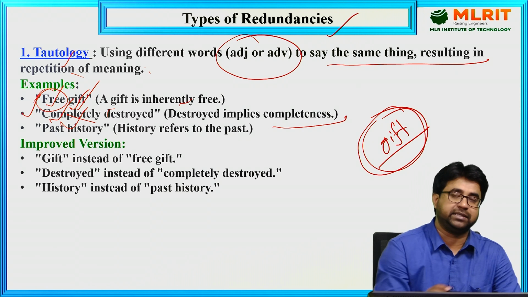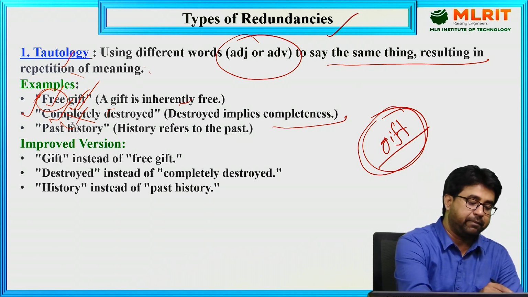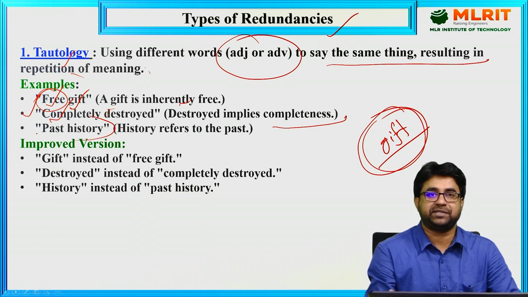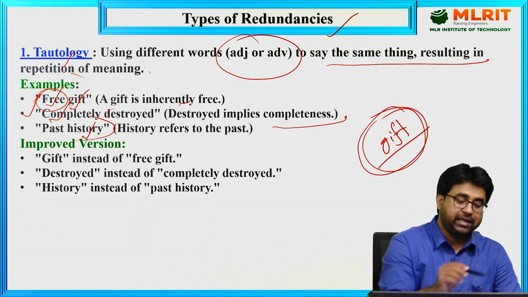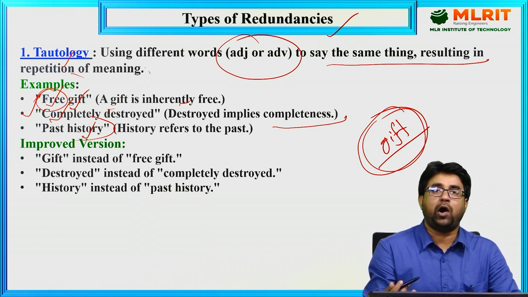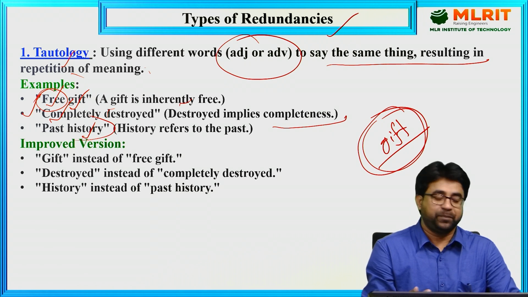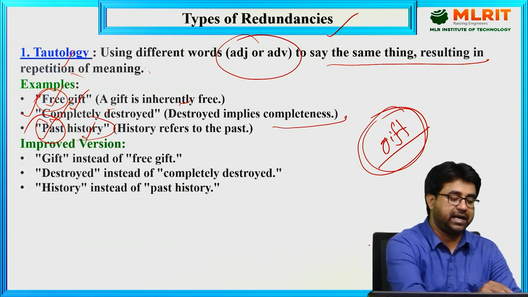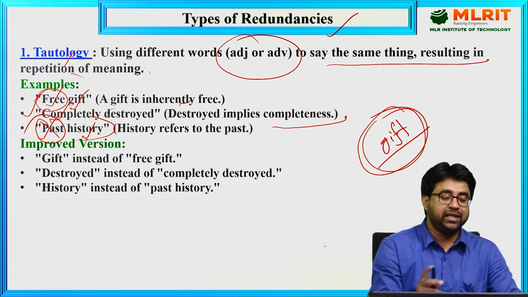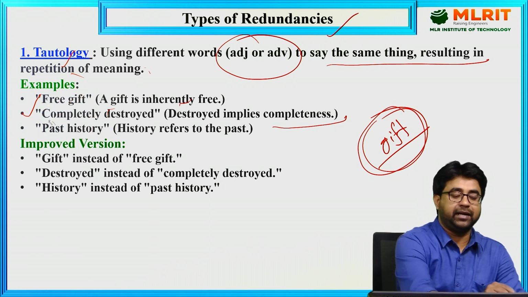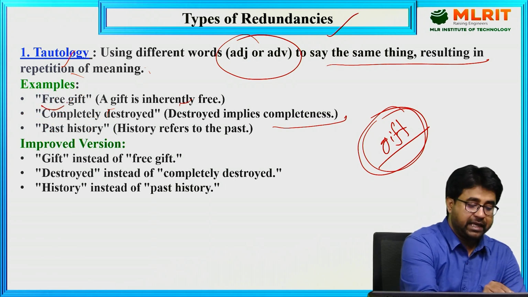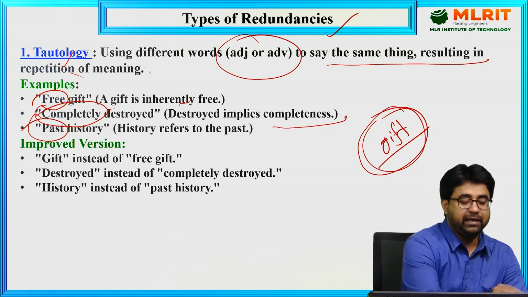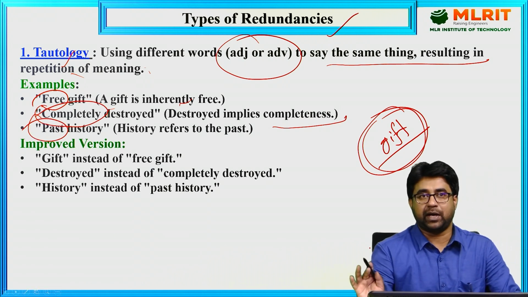It's redundancy. Similarly, another simple example, past history. We often say, I got to know about his past history. Okay. Now, what is history? History by default means something which is past. So you don't need to use the adjective past again here. It's redundancy. So in each of these three examples, we got a redundancy. Free is redundant here. Completely is redundant. Similarly, past is redundant. Fine. So I hope it's clear.